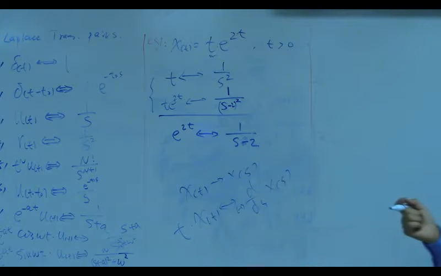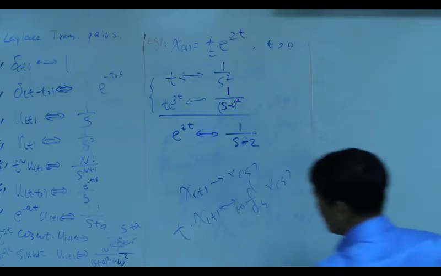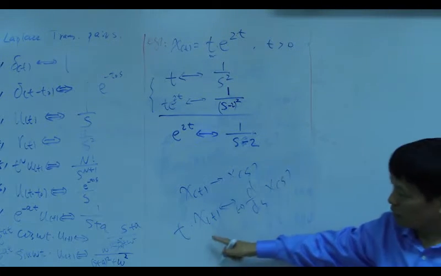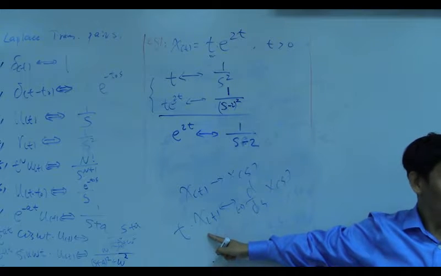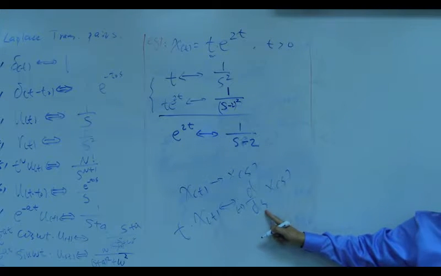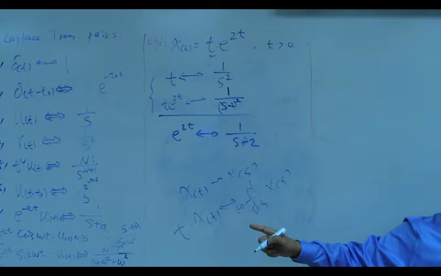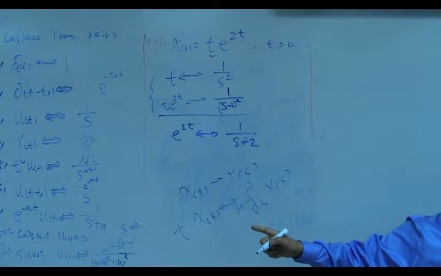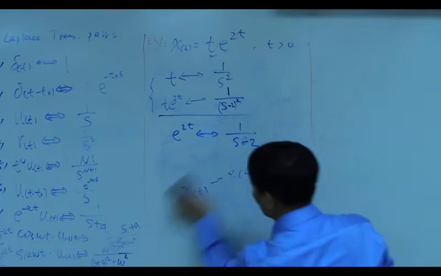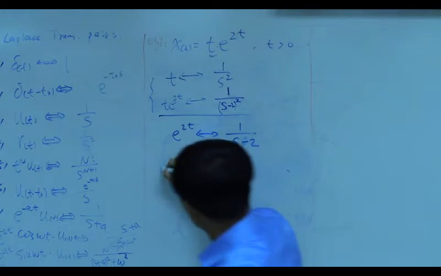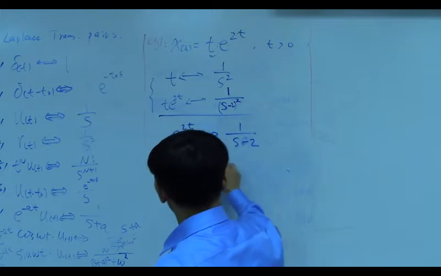Question on that? No? Okay, so next, we finish this part, right? The next one is we multiply by t in time. That means we take differentiation in the Laplace domain, then multiply by minus 1. Good? Right? I ask somebody else, can you do that? Then what is t e to the 2t? What is this?